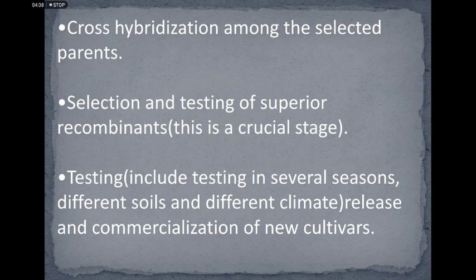Then we move to the fifth stage, that is testing. It includes testing in several seasons. That means one variety should be commercialized only after testing in different seasons, because India is a country having different kinds of seasons in different localities. So the benefit is obtained only when it is cultivated in different seasons. Then different soils, because India has different kinds of soil. Then release and commercialization of new cultivars. That means after all this testing, we release this product into society or into the field of agriculture.